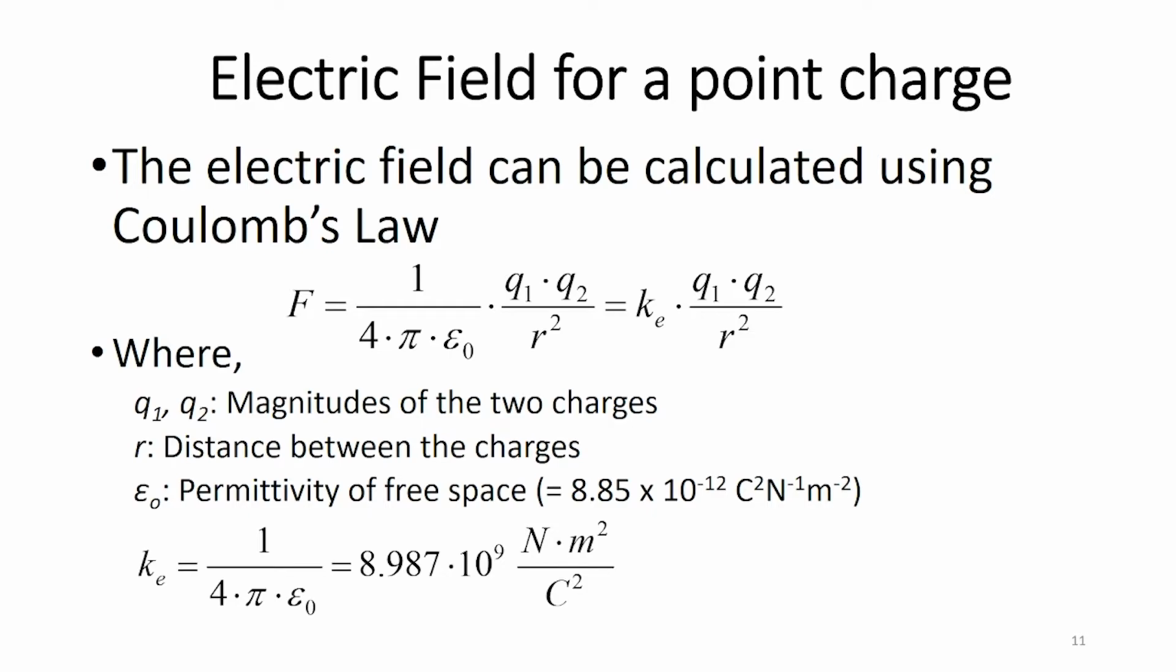The electric field can be calculated using Coulomb's law, that F equals 1 over 4 pi epsilon 0 times Q1 Q2 divided by R squared, which is also equal to Ke times Q1 Q2 divided by R squared, where Q1 and Q2 are magnitudes of the two charges, R is the distance between the charges, epsilon 0 is the permittivity of free space, which is equal to 8.85 times 10 to the power of minus 12, and Ke is 1 divided by 4 times pi times epsilon 0, which is equal to 8.987 times 10 to the power of 9.